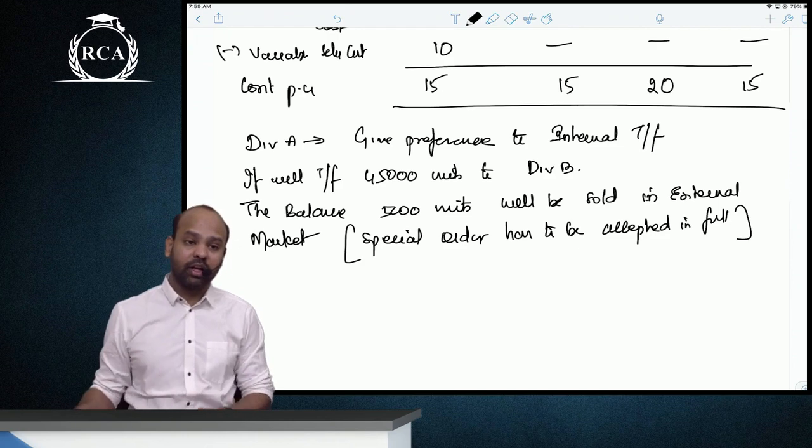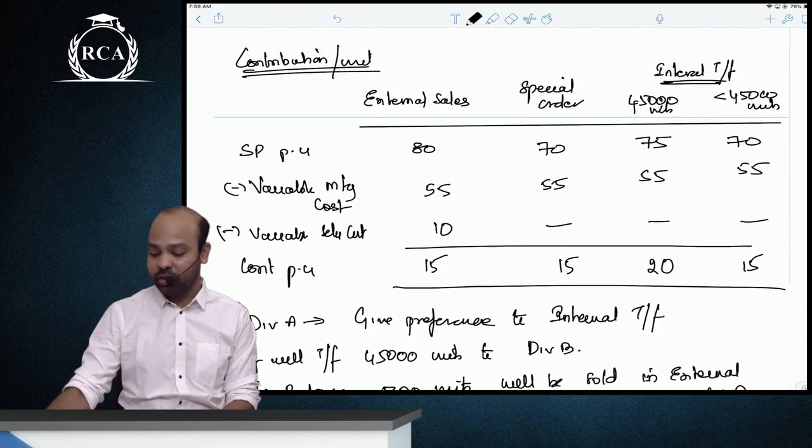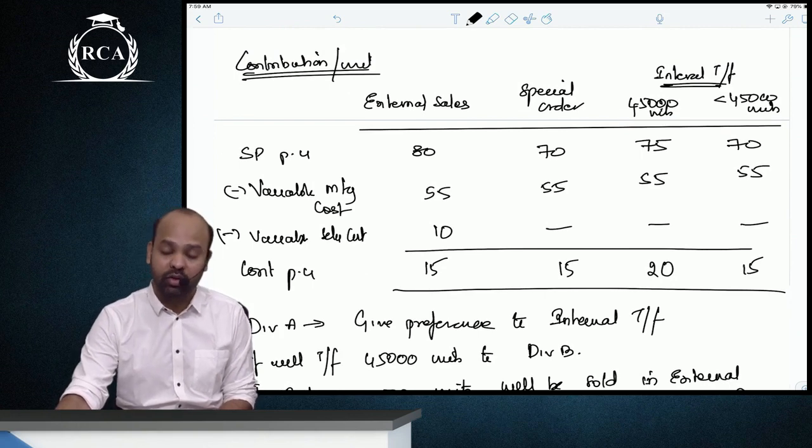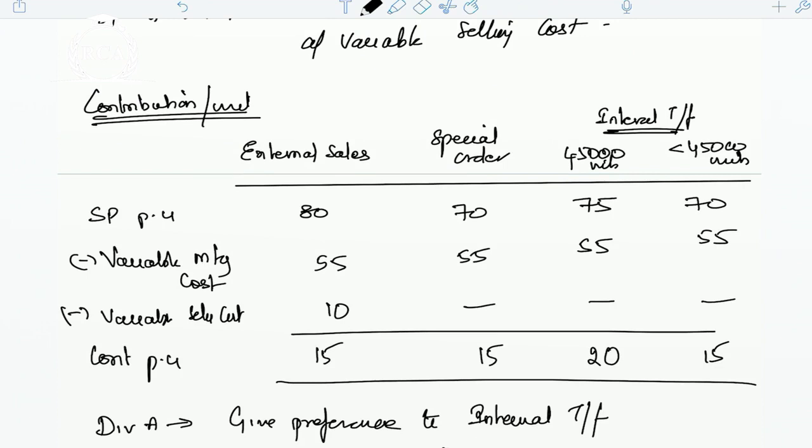Show the profitability of that option. They have asked for it, so we will show profitability as well, guys. You can do this. We'll do profitability together. I hope you all understood this. I've clearly written what will be the best strategy for division A. What would be the best strategy for division A?